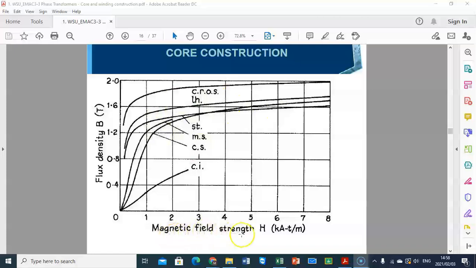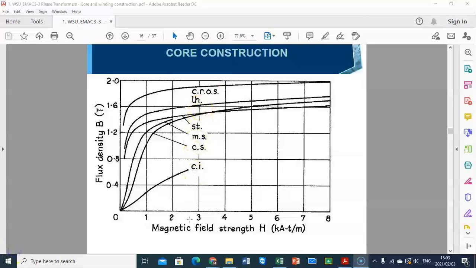Therefore, if you increase the current more, or if you increase the magnetic field strength, then the flux cannot increase anymore. So the machine has gone to saturation. So you can see the best steel to use as a core is CROS steel, which I explained to you in the previous slide, which is cold rolled oriented steel, and it's there to reduce the hysteresis losses, because that steel goes to saturation after the other steels.